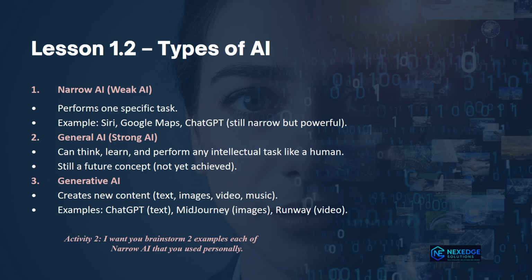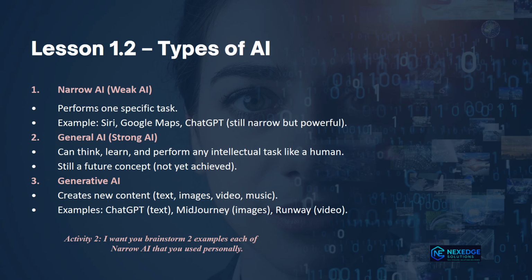Then going forward to the second one, which is general AI. General AI is very strong. It's the future of AI. It can think, learn, and perform any intellectual task like a human, but it is still a future concept, not yet achieved, because it's going to be an autonomous system that can decide without human intervention. So that's the future of AI.